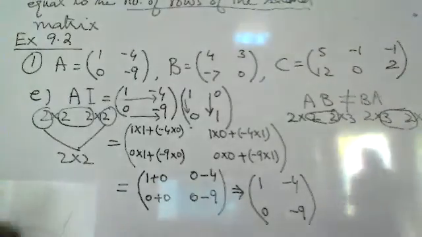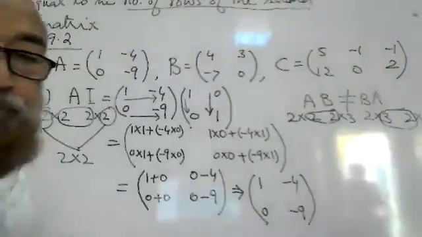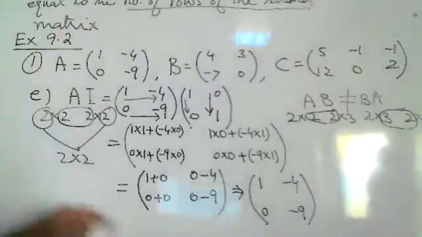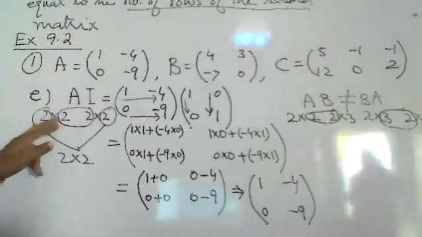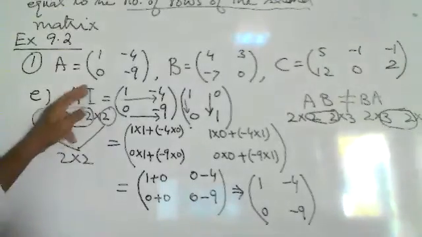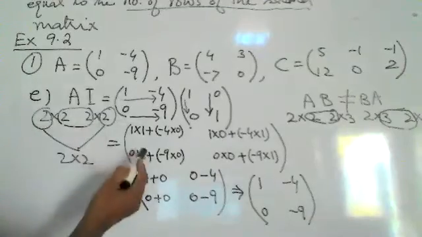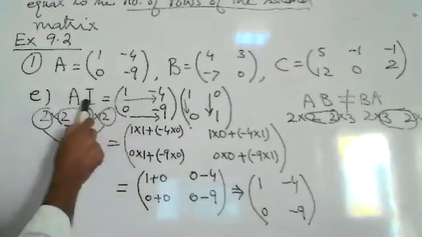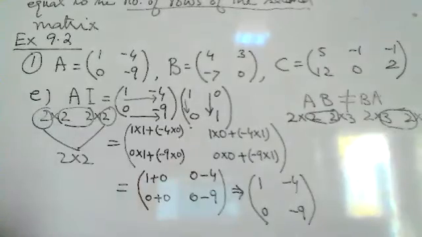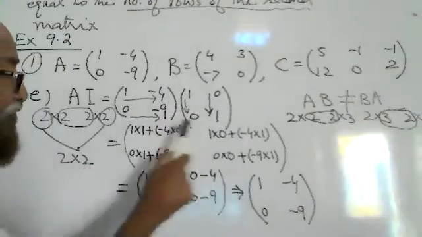So this is the way how to multiply. First of all, we will check whether they are conformable for multiplication or not. The size of this is 2 by 2, this is 2 by 2, the middle numbers are equal, the number of columns of the first equal to the number of rows of the second. Therefore, they are conformable, which means they can be multiplied. We write matrix A, then matrix I. Now the first row is multiplied with the first column and the answer will be written in the first row, first column only.